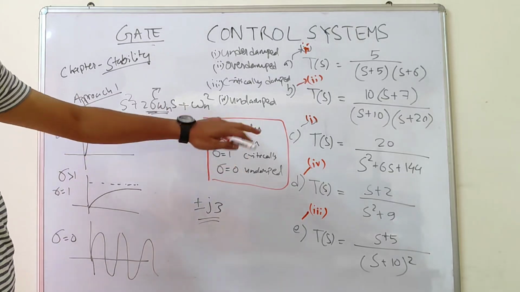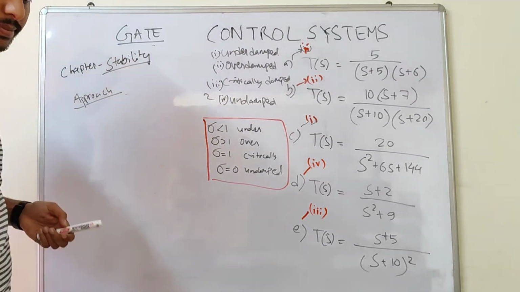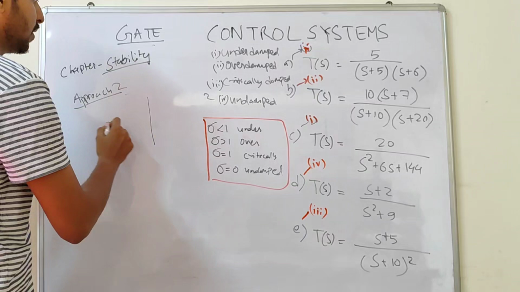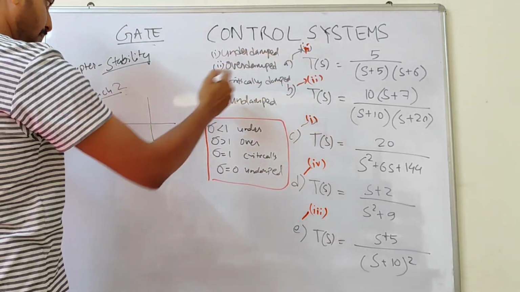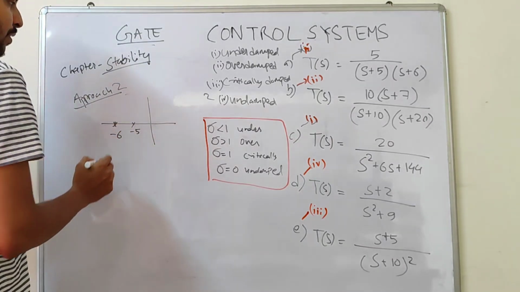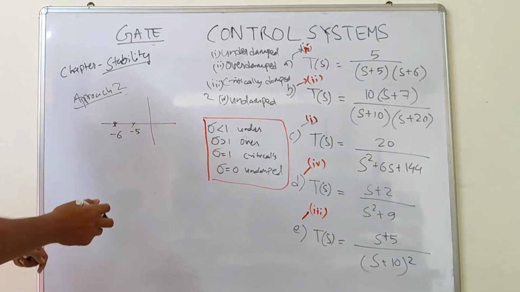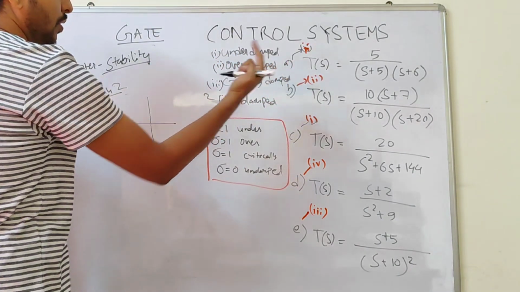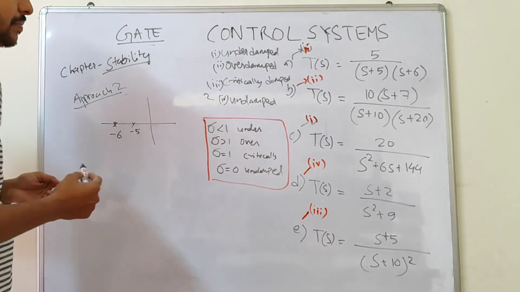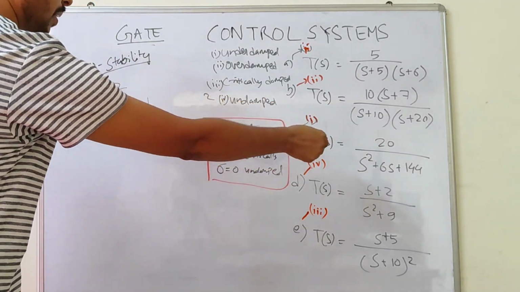Okay, let's follow approach 2, then it will be clear. We just find the poles. So what's the pole of this one? The poles are at -5 and -6. Since the poles lie on the real axis, this will be your overdamped scenario, right? Same for this one. Now for this one, what will happen?